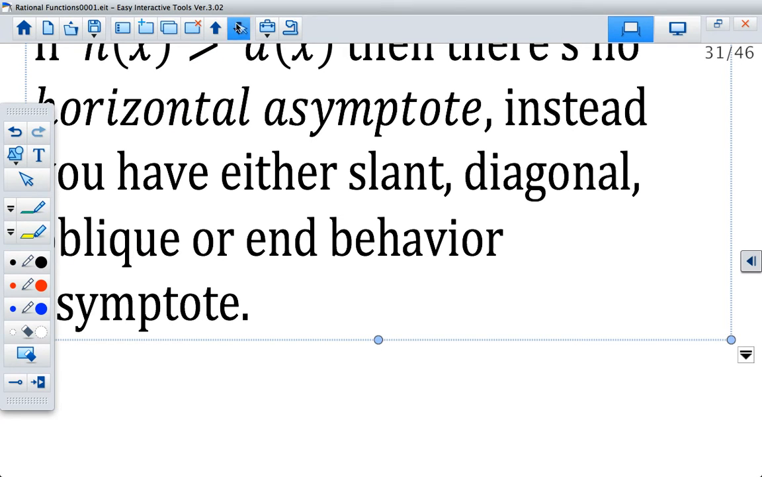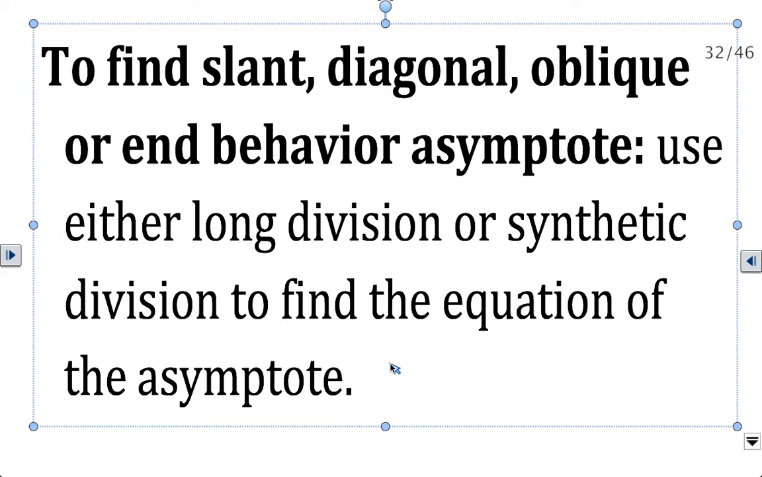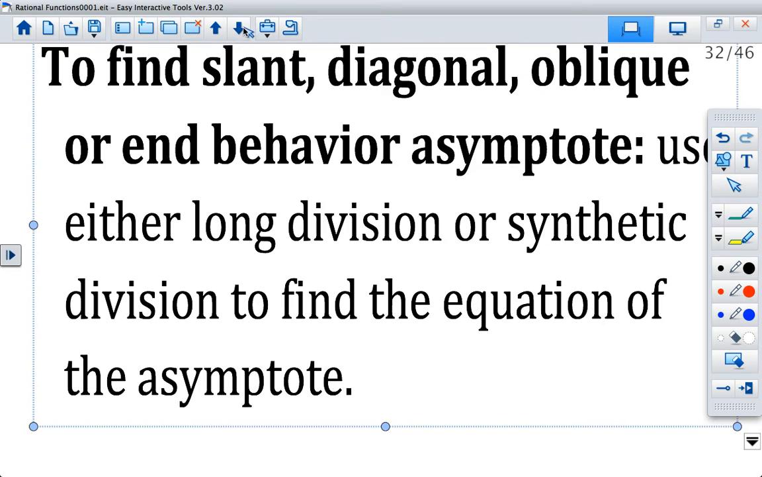Okay, and then to find your slant, diagonal, oblique, or end behavior asymptote, you're going to either use long division or synthetic division to find the equation of the asymptote. And with these, it'll be something like y equals mx plus b, or it'll be something like y equals some number x squared plus or minus some other number. Okay, so it's actually going to be an equation for your slant or end behavior asymptote. All right, so those are your notes.